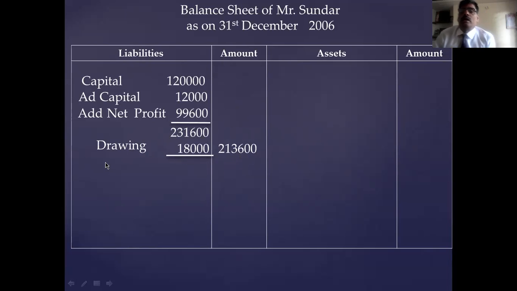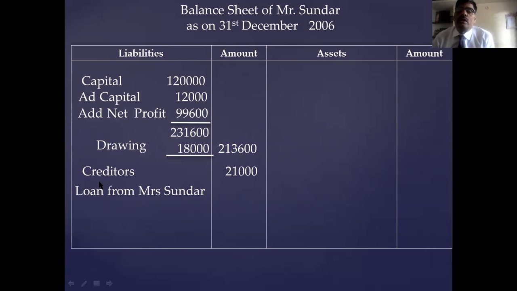Next, you take the account balances or the loan. First, you take the creditor closing balance. Then you take the loan from Mrs. Sundar. It is in the cash book receipt side, 18,000. Then come to the asset side, you take the account balances.